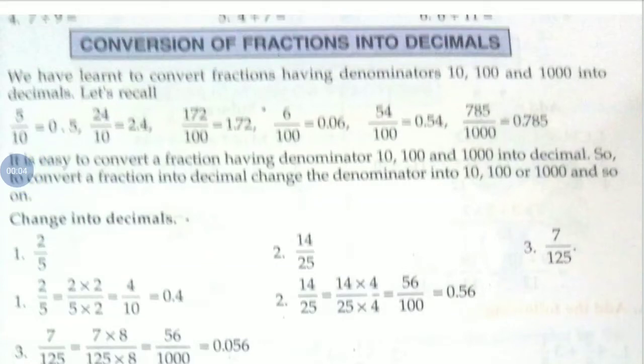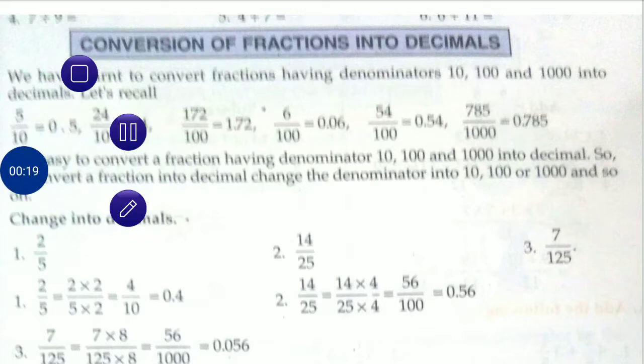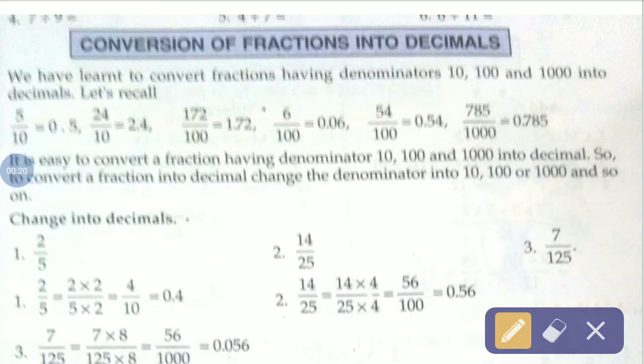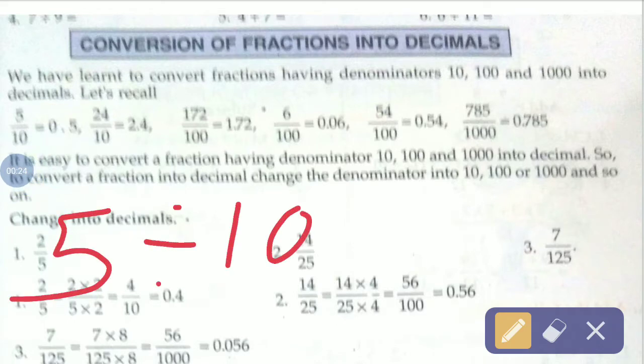As children, we have seen previously about the fraction. Now we will see the conversion of fraction into decimals. Now, if we have 5 by 10, it is nothing but 5 divided by 10. We have seen this thing. If we divide the number, then what happened? Your decimal point is shifted by 1 digit.